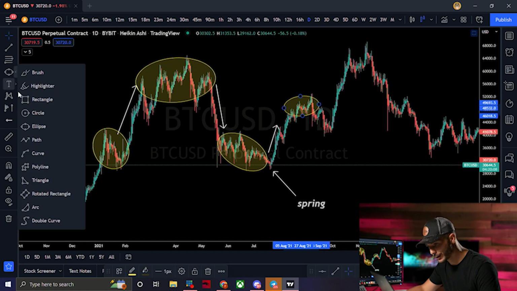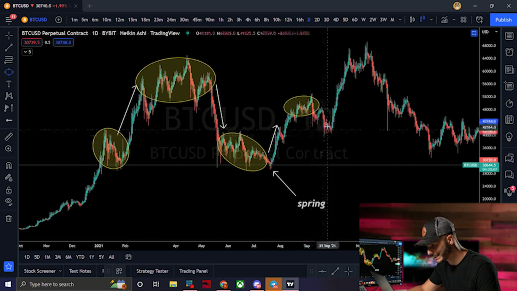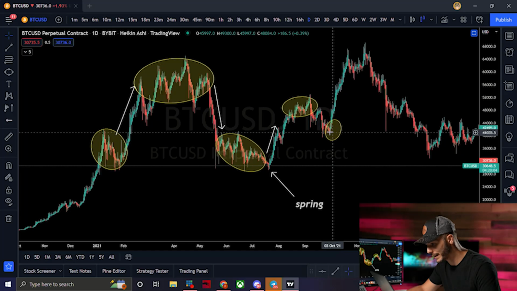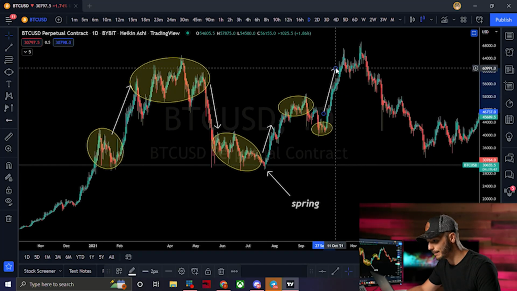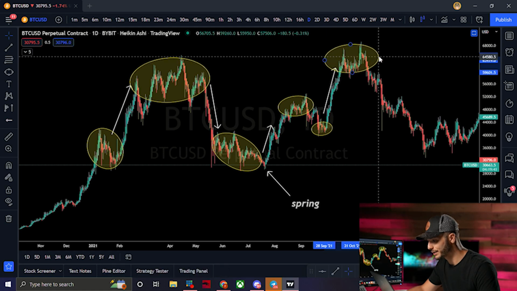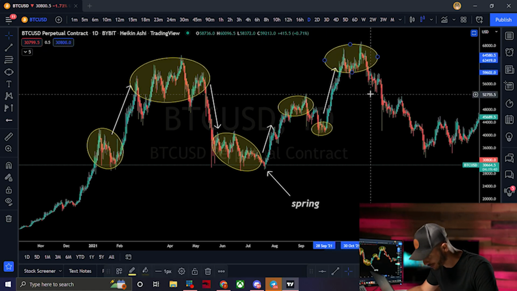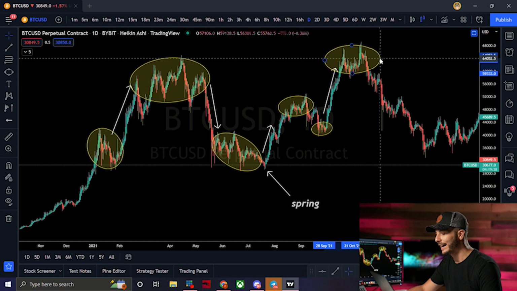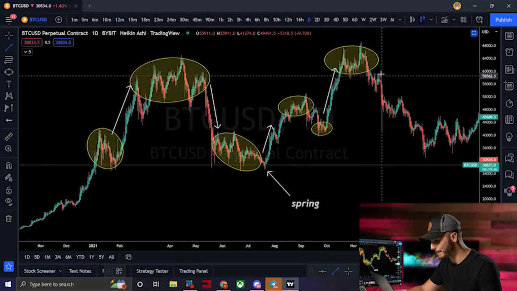And then right here, I mean, you can consider this another little accumulation phase followed by a markup, another distribution phase, right? So you have all the smart money up here selling without totally dropping the price, and then you get another markdown.